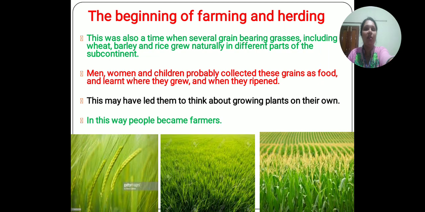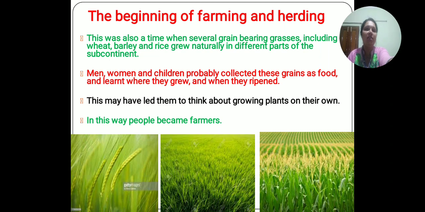This is all how. Now we will start with another topic, that is how there was a beginning of farming and herding. What made the people do farming and herding? This was also a time when several grain bearing grasses, including wheat, barley and rice, grew naturally in different parts of the continent. Men and women and children probably collected these grains as food and learned where they grew and when they ripened.